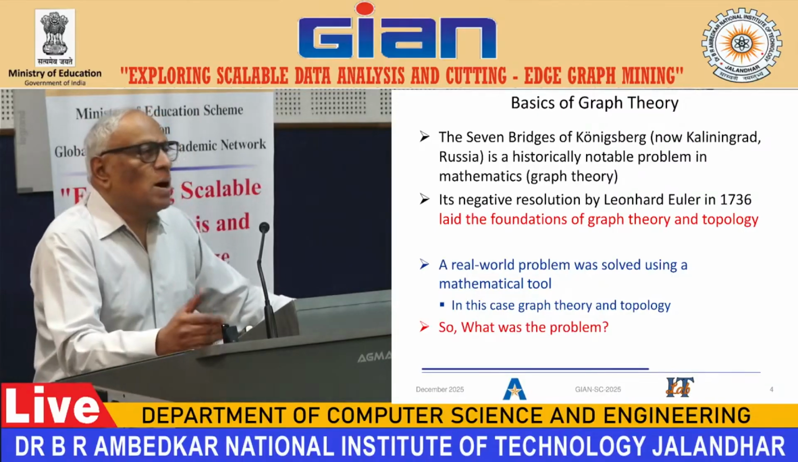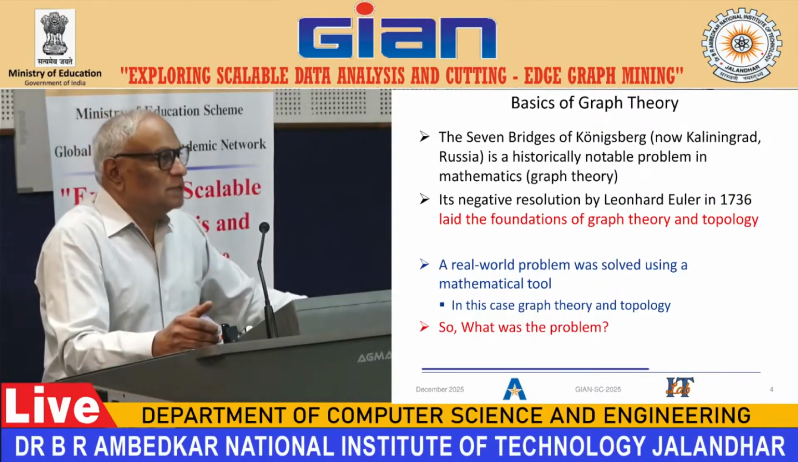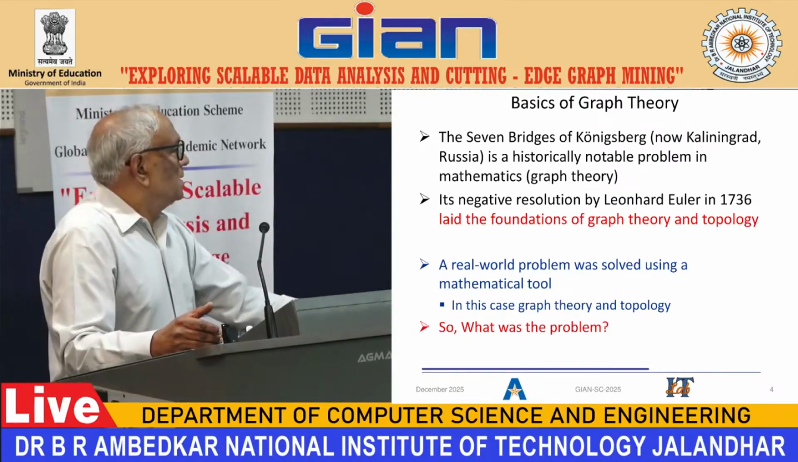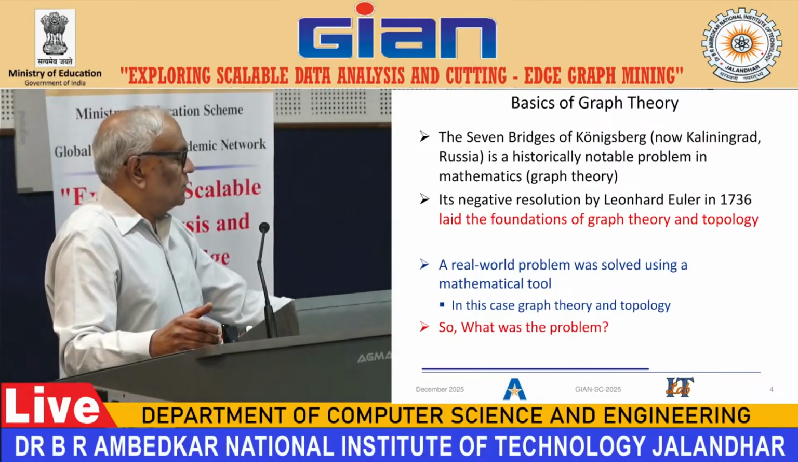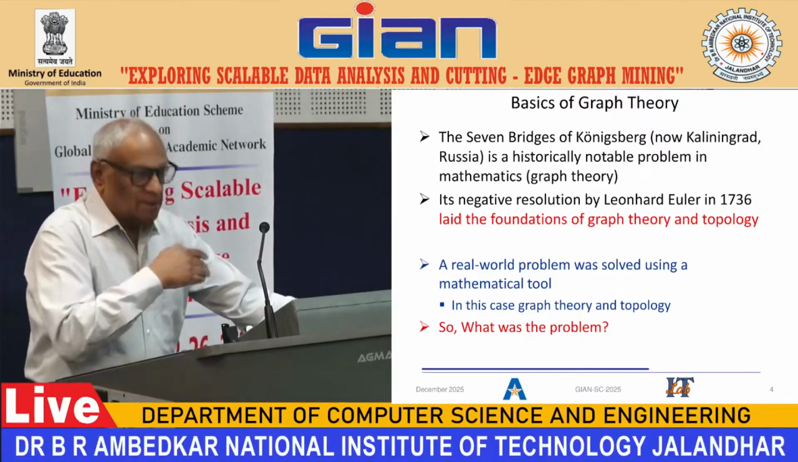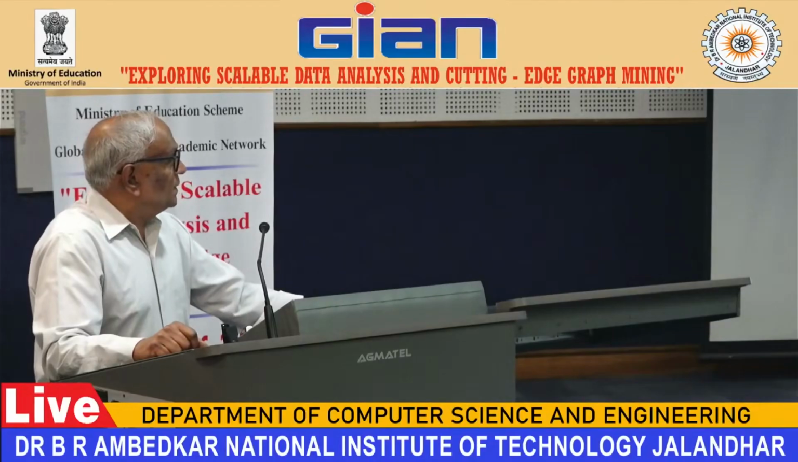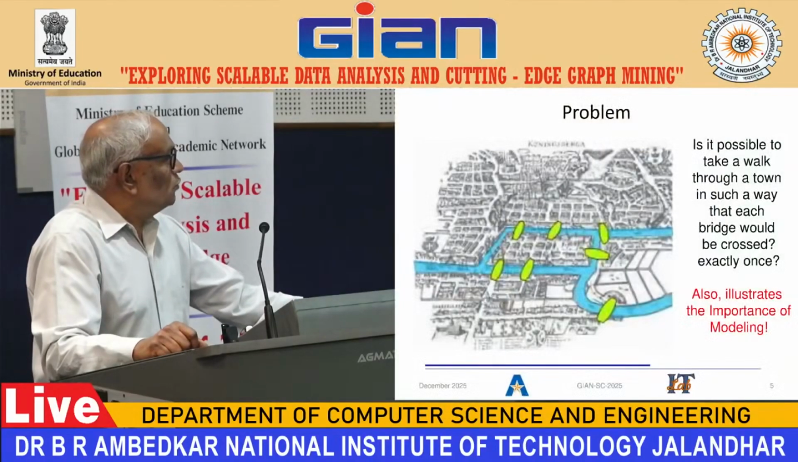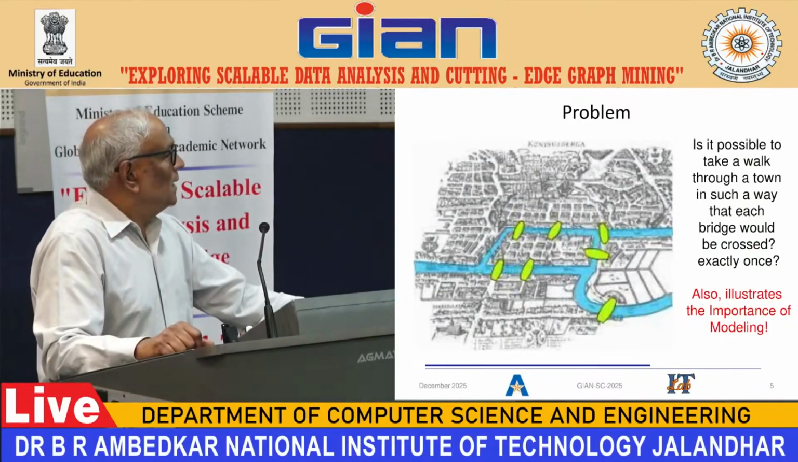This is a real world problem, and how do you solve it? First you have to model it in some way so that you can apply techniques for solving it. In this case, graph theory and topology were used. So what was the problem? Here is the problem. This is the city of Königsberg, and this city had two branches of the river flowing like this. This is an actual picture of it, and there were 1, 2, 3, 4, 5, 6, 7 bridges across these rivers.